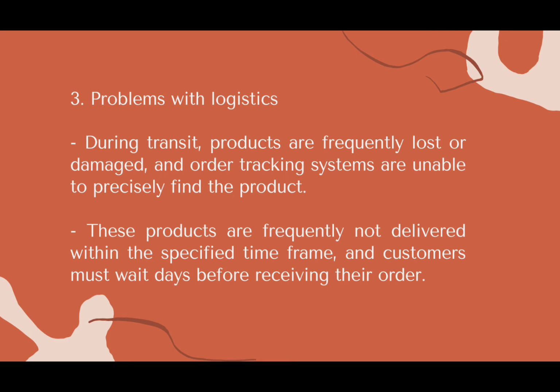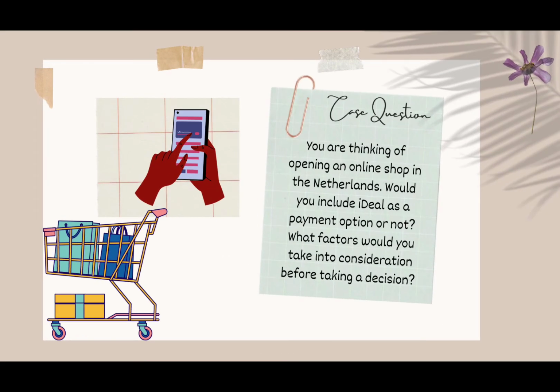So during transit, products are frequently lost or damaged, and order tracking systems are unable to precisely find the product. These products are frequently not delivered within the specified time frame, and customers must wait days before receiving their order. So those are the problems we might consider in visiting the Douglas online shop.